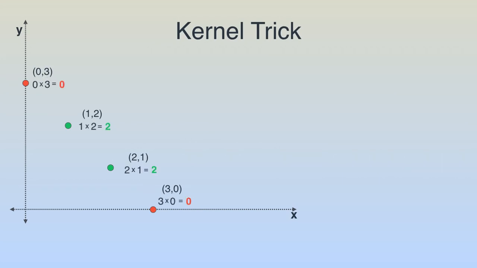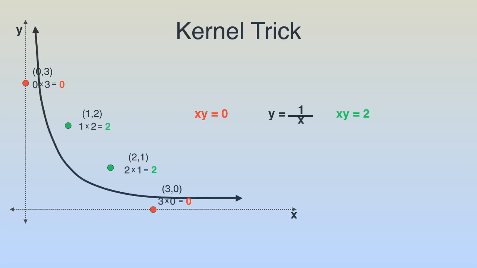You can see the products here. And now, for the red points x comma y, we have that the product xy equals 0. And for the green points, we have that the product xy equals 2. And what separates a 0 and a 2? Well, a 1. So the equation xy equals 1 will separate them. And what is xy equals 1? It's the same as y equals 1 over x. And the graph for y equals 1 over x is precisely this hyperbola over here. That is the curve we wanted. So that is the kernel trick.